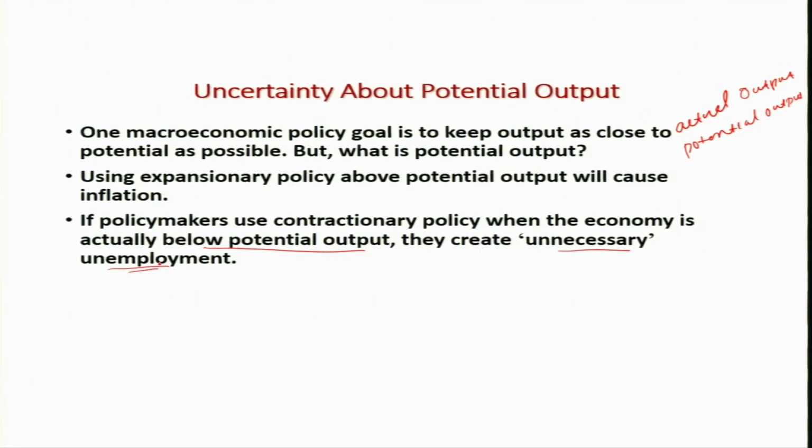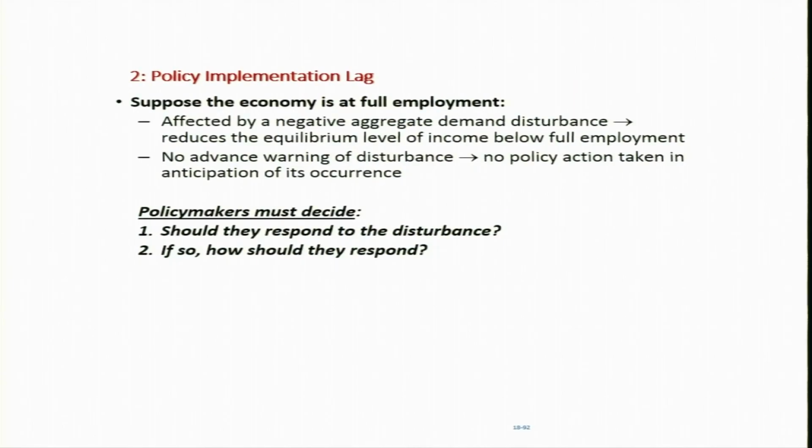Already the economy is moving towards unemployment and recession, and if they use a contractionary monetary policy, it would further lead to unnecessary unemployment. Actually, some of the debate in macroeconomics was that in the 1930s during the Great Depression, the central bank used contractionary monetary policy instead of an expansionary monetary policy, as a debatable issue. Another lag is the policy implementation lag.